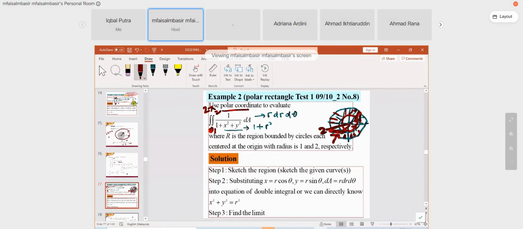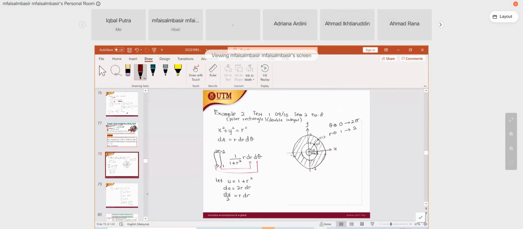If you see here, for R you must start from the pole to here, R1. Another one is here. So you get this, because this line represents the bounded region. So your R starts from 1 and 2. The angle is the same because it is round, 0 to 2 pi, but not always 0 to 2 pi. I will give some examples later. Then you will get this.